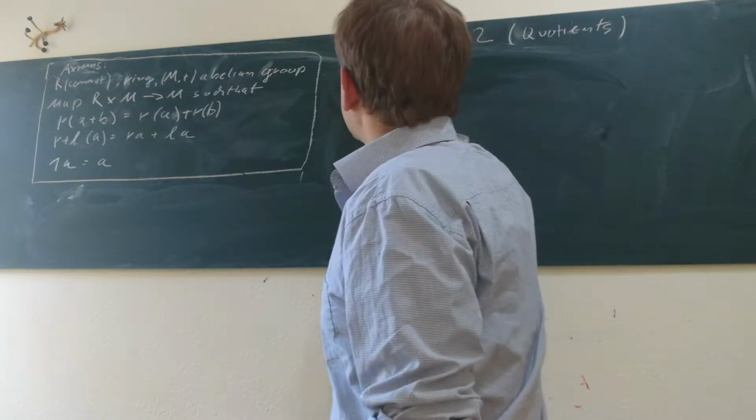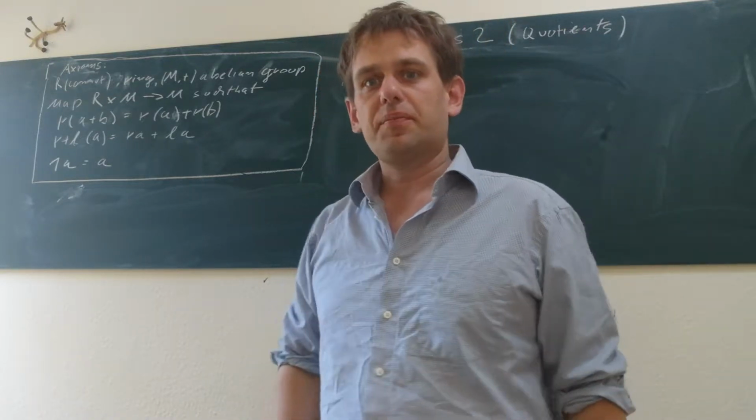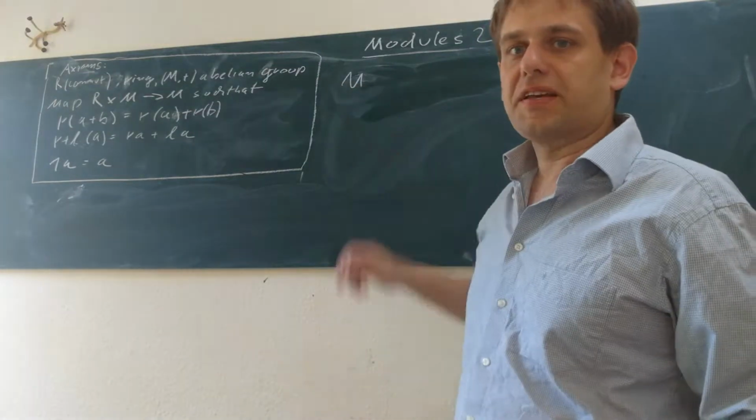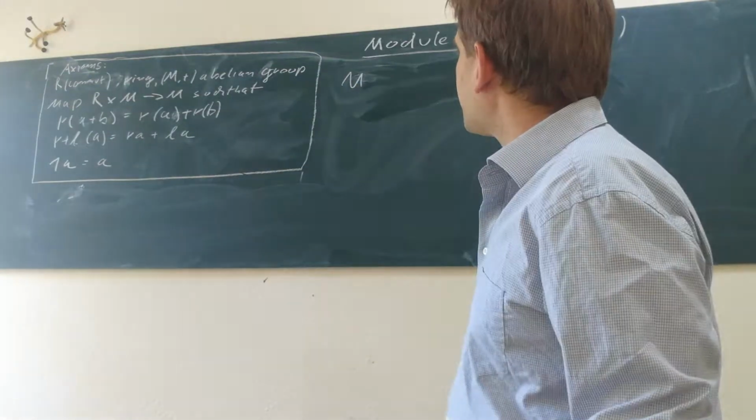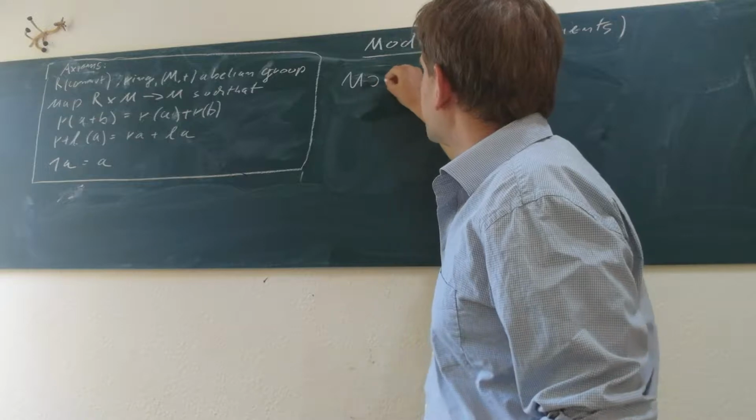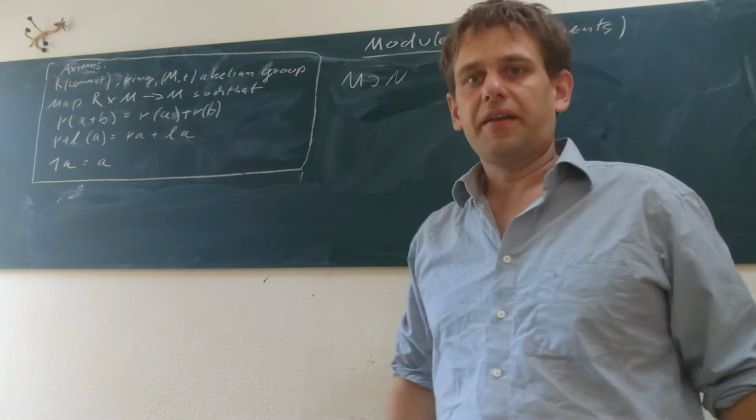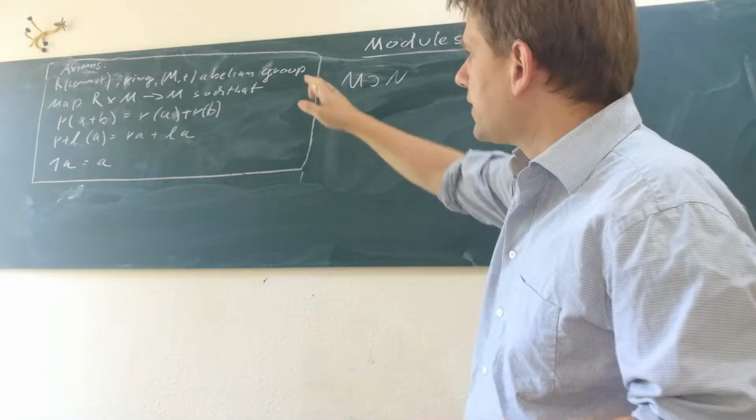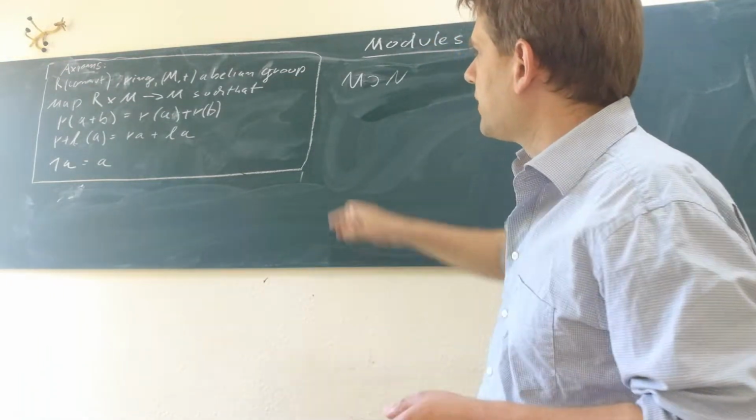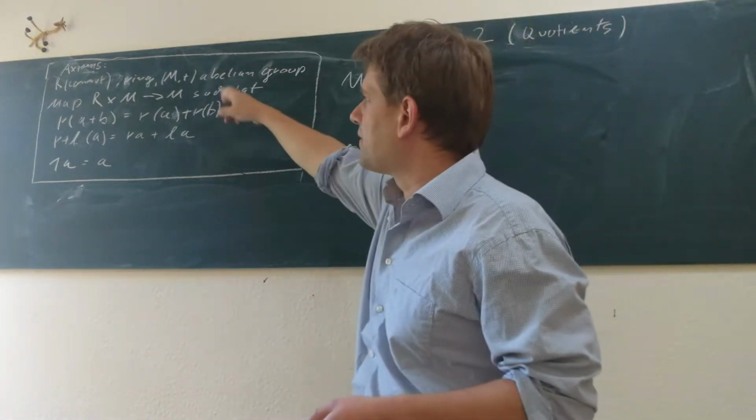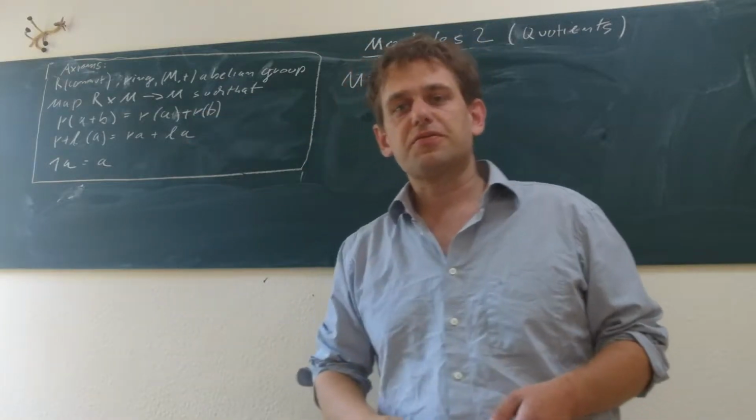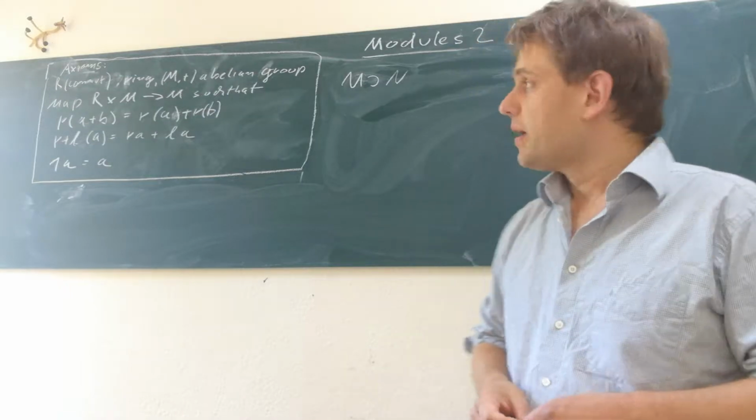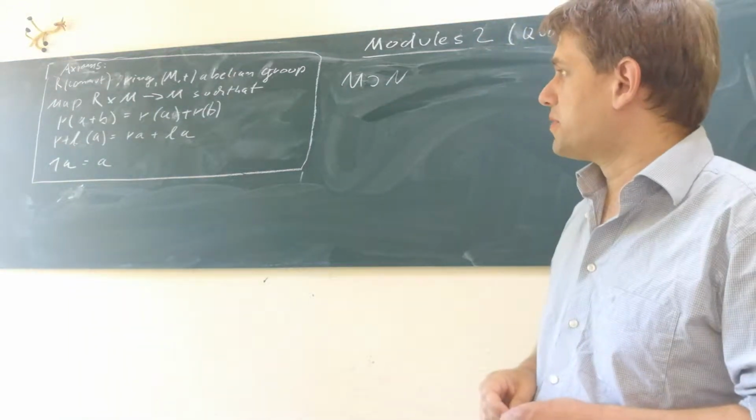So let's say our module is again called M. Can you see this now? So M is again our module, and now inside M is another module, N. So N is a subset of M, and N is also an abelian group and satisfies these axioms for a module. So N is a submodule, meaning in particular it is an abelian group.